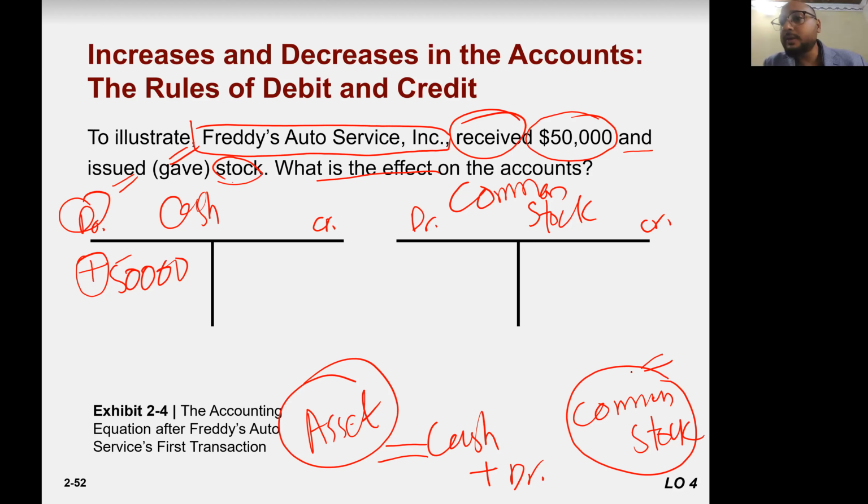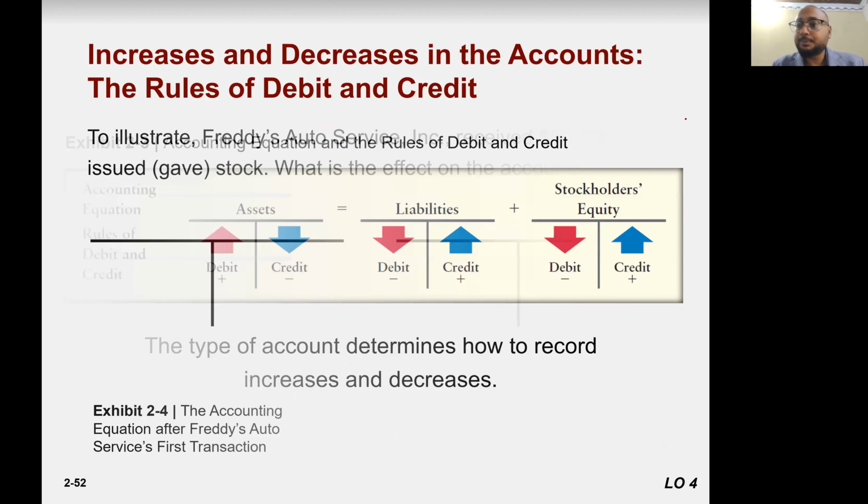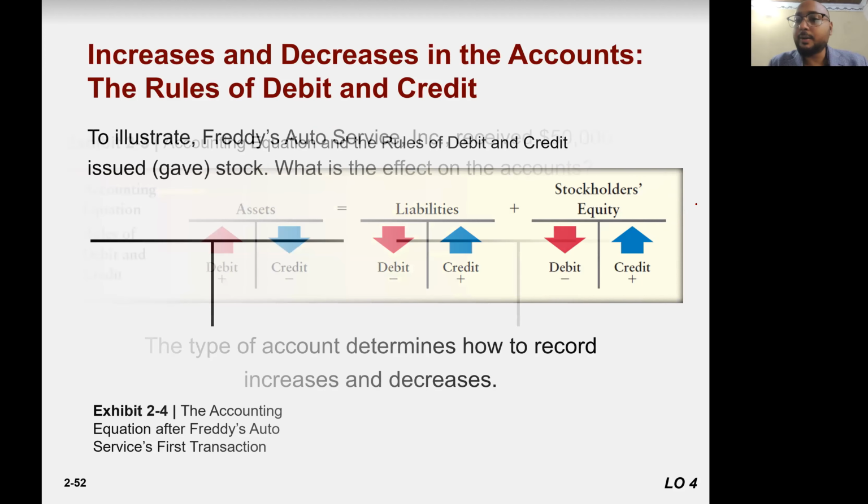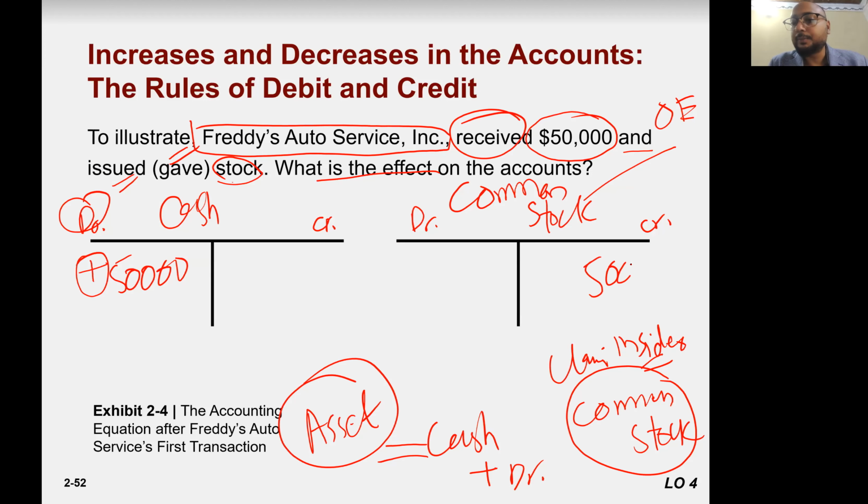Company issued common stock. What is common stock? Insider claim. Insider claim increases. So common stock belongs to owner's equity. Owner's equity increases. We record it on the credit side, 50,000. Why didn't I write the plus sign here? Because this is an owner's equity account and credit already means positive or increase.